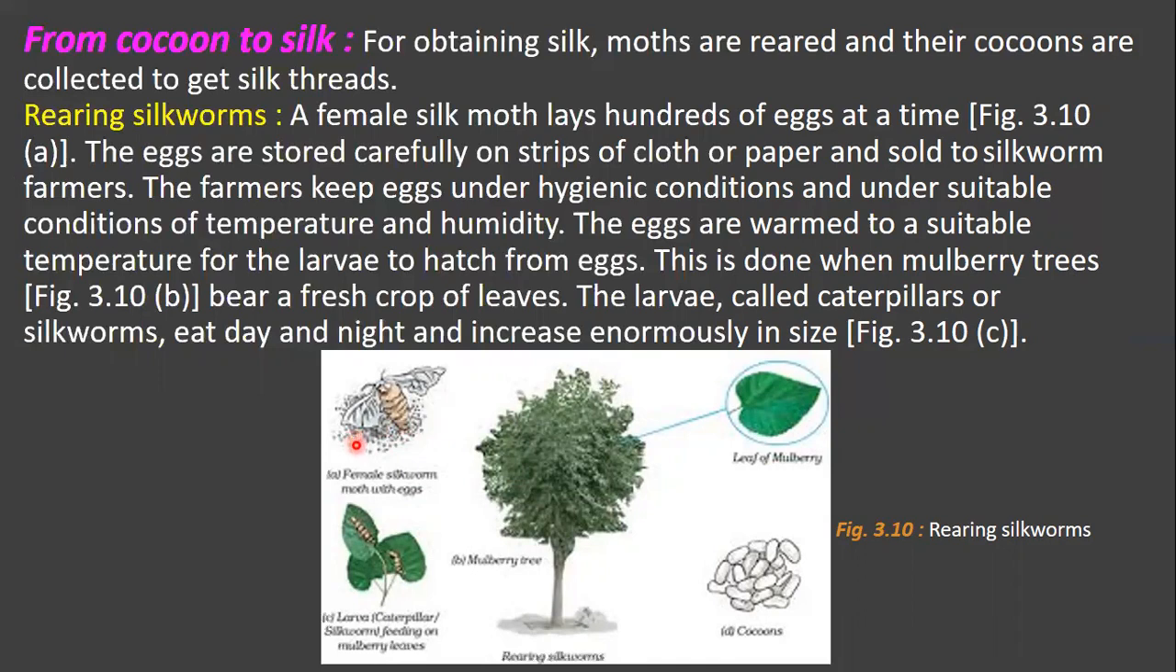The farmers keep the eggs under hygienic conditions, meaning good conditions, and they are taken care of there, with suitable temperature and humidity provided. The eggs are warmed to a suitable temperature for the larvae to hatch from the eggs.